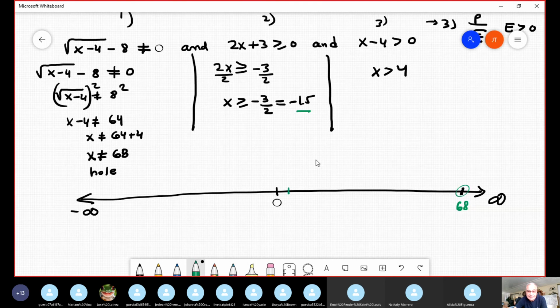Suppose this is 1, this is 2. Okay, let me use blue color. And this is 1.5. It is included, a bracket at 1.5, and it goes to the right. Like that. And let's move on to this 4. I suppose there's 2, 3, 4. And 4 is not included, so parentheses.